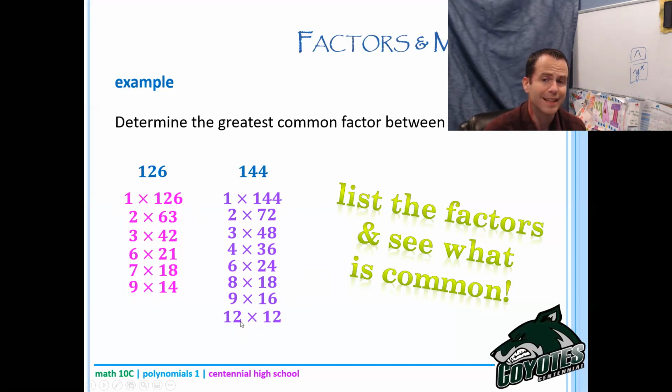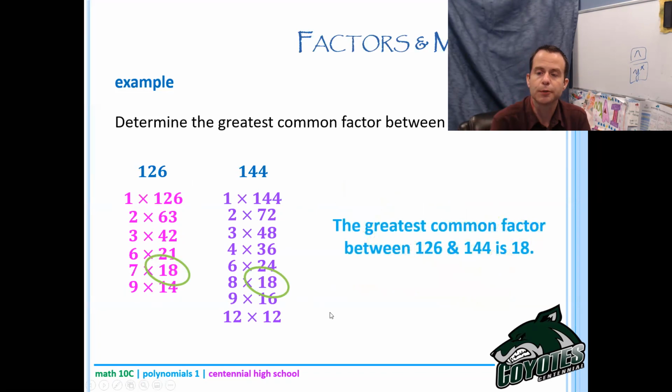I now want the greatest common factor. So I need a factor that's the same in both piles, and it has to be as big as possible. That's what the greatest common factor would mean. So when I look at that, that is 18. Okay, so I can conclude that the greatest common factor between 126 and 144 is 18. Now, that's method number one.